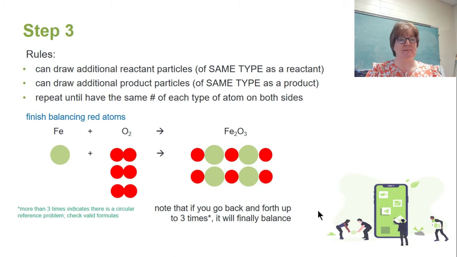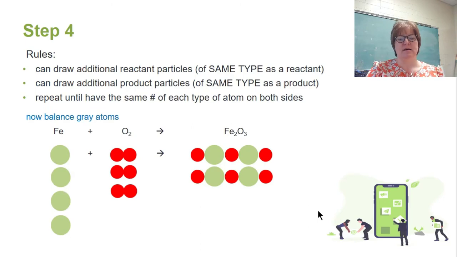Okay, so now I have red balanced, but I don't have the green balanced. Finally, I'll go back and balance the green atoms. I think I wrote gray, but they're really green. I have 4 on the right, so I'm going to need 4 on the left, so I'm adding in 3 more iron atoms. Now I can see that the total of green atoms on the left is 4, and the total on the right is 4. The total of red atoms on the left is 6, and the total on the right is 6. Additionally, they are all representative of the chemical formula.